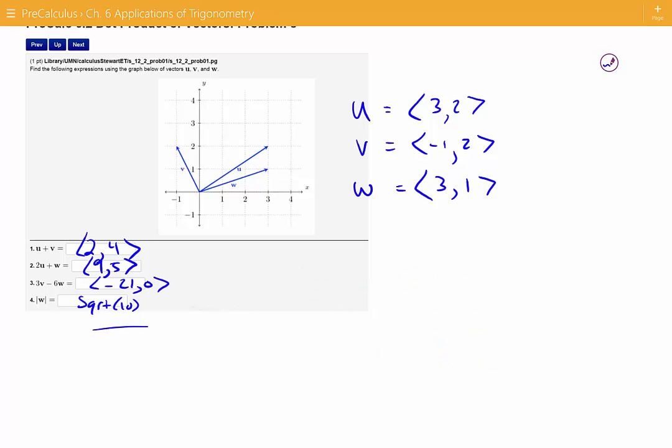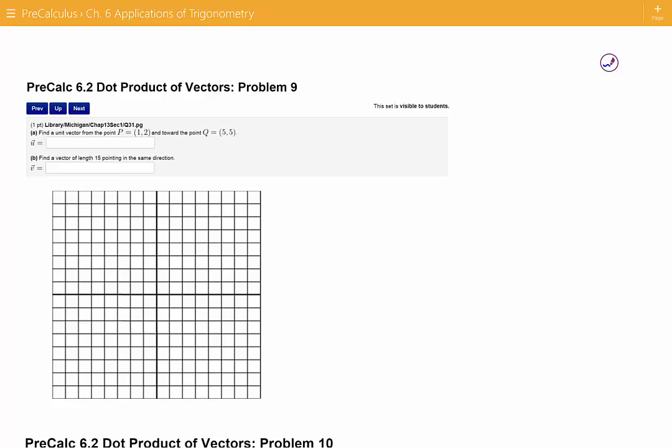Okay, the next problem, we want a unit vector from the point 1, 2 right here to the point 5, 5. So we're looking for a unit vector that goes in this direction. Now what we can do is just take this vector right here and divide by its magnitude to find the unit vector. So this vector goes over 4 up 3 from point P to Q.